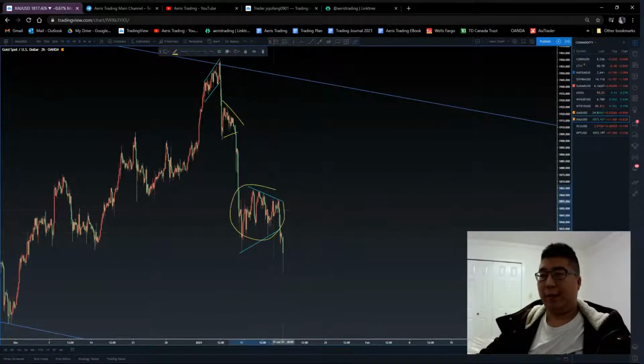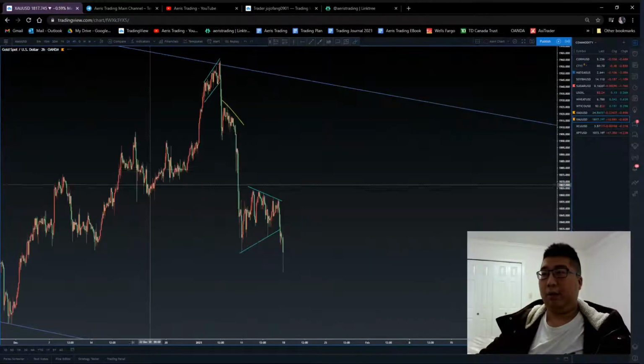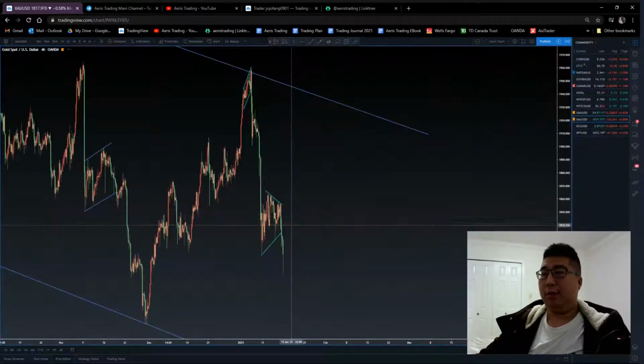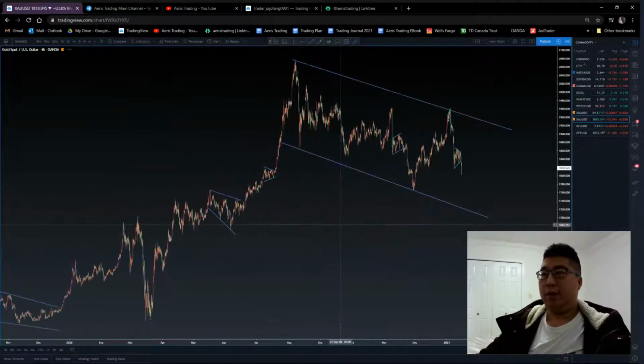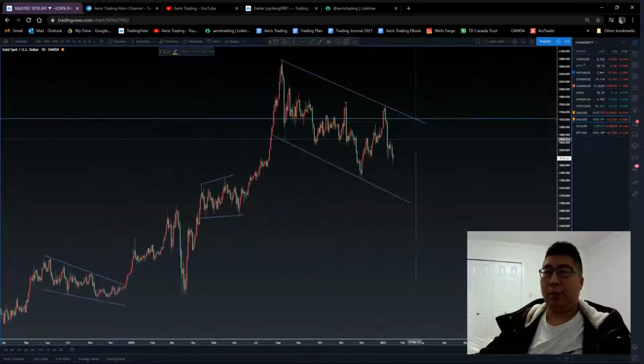I mentioned this is likely to happen and this is likely to drop. But I personally am not looking to get into this sell. The reason being, again, it's just my trading plan, right? Everyone trades differently, so there's no right and wrong when it comes to trading.